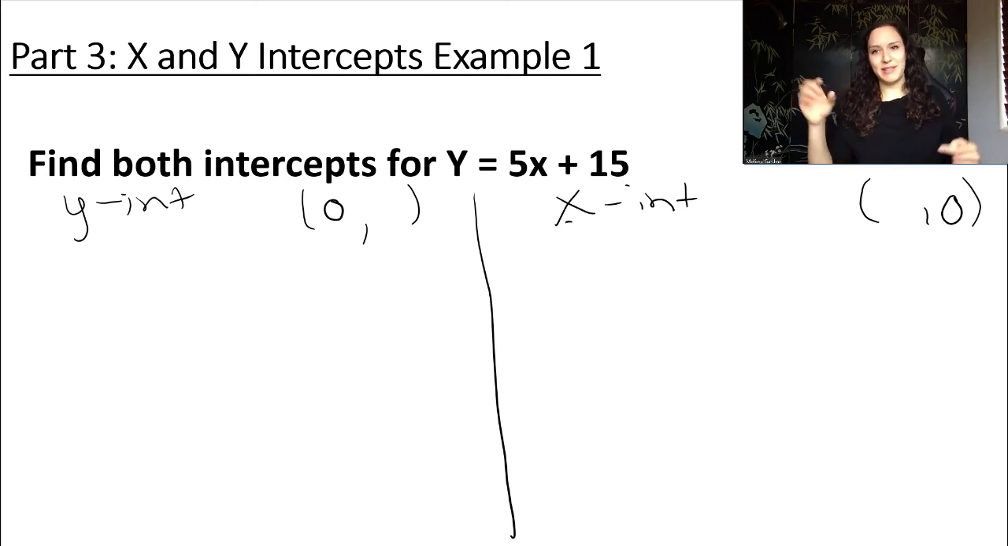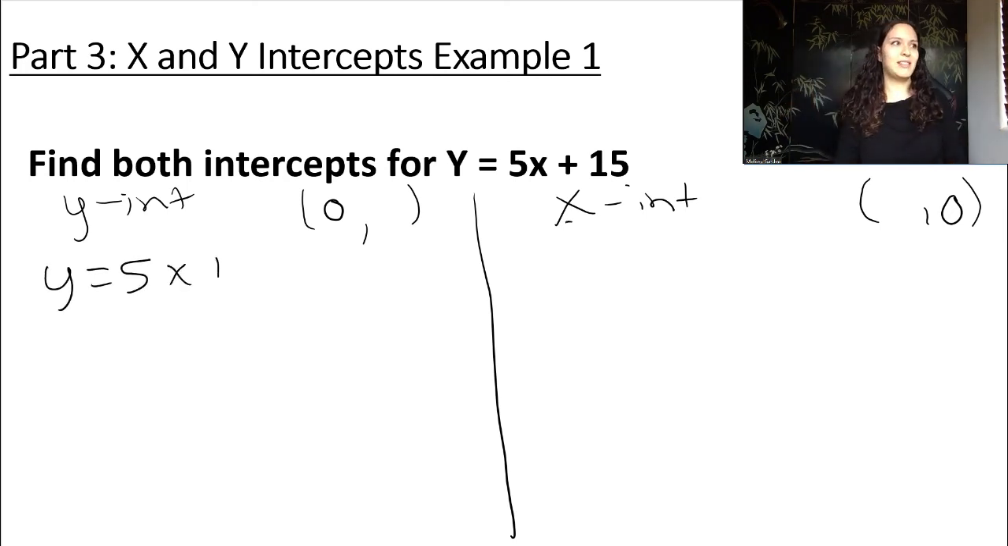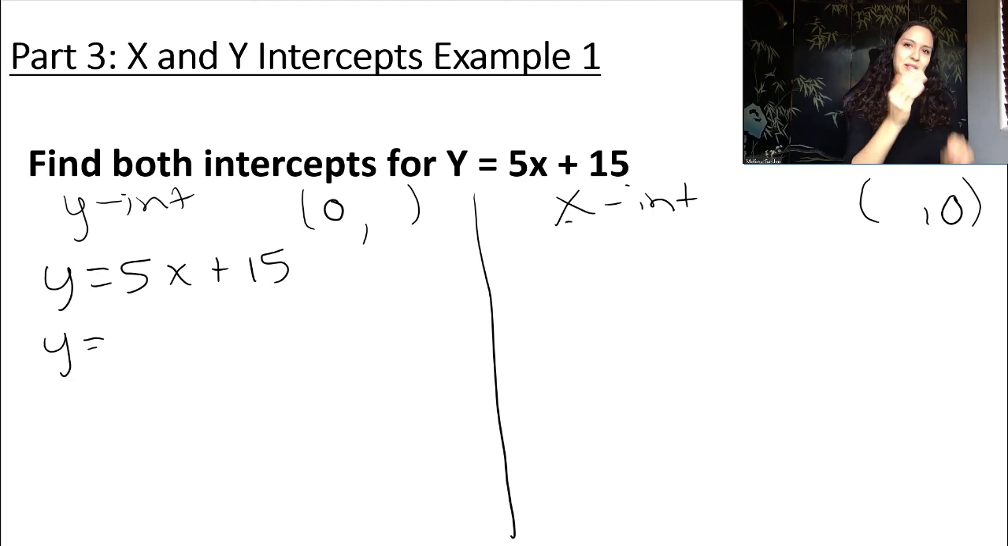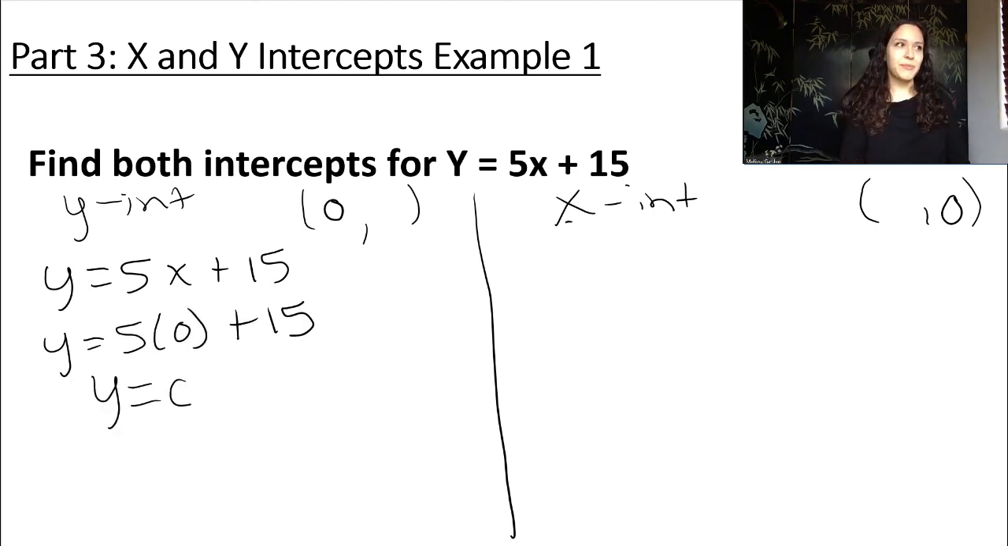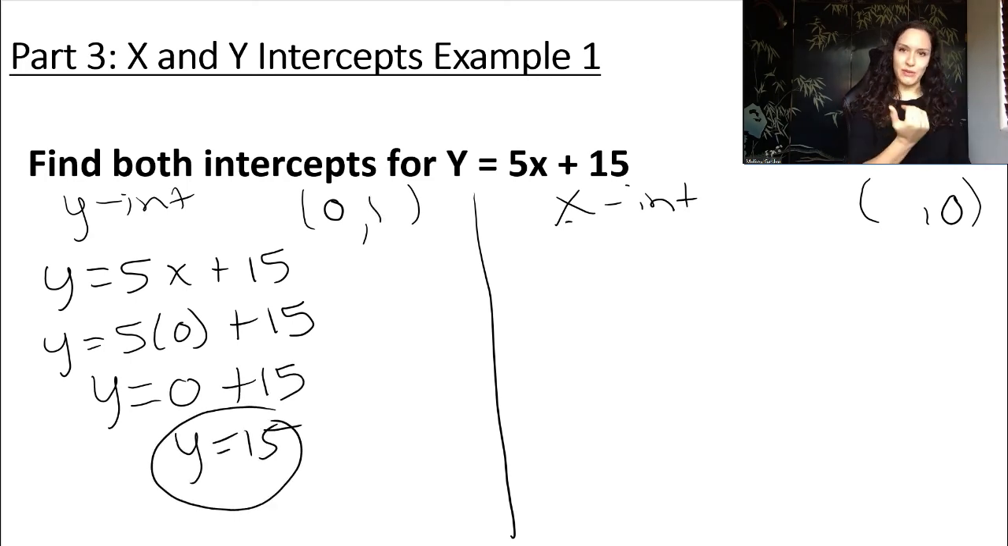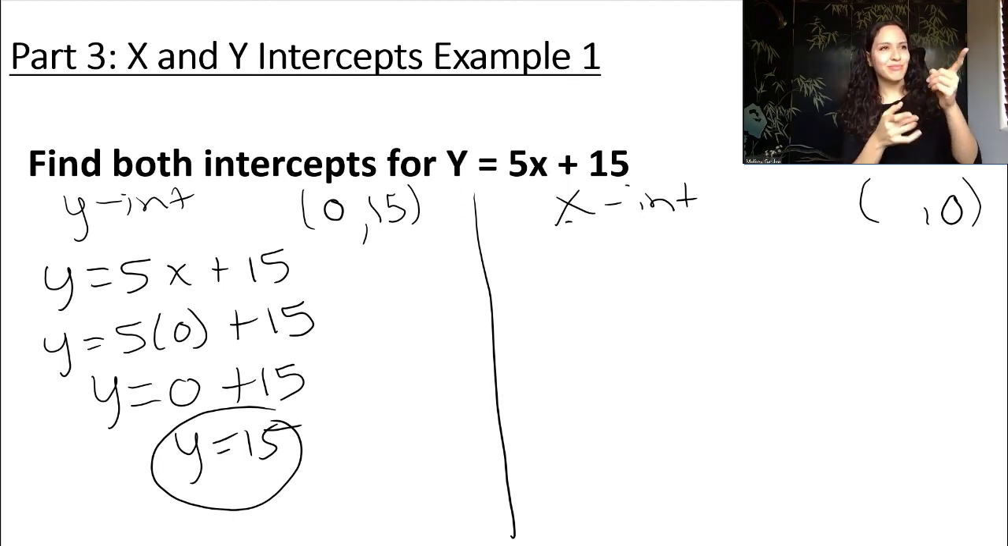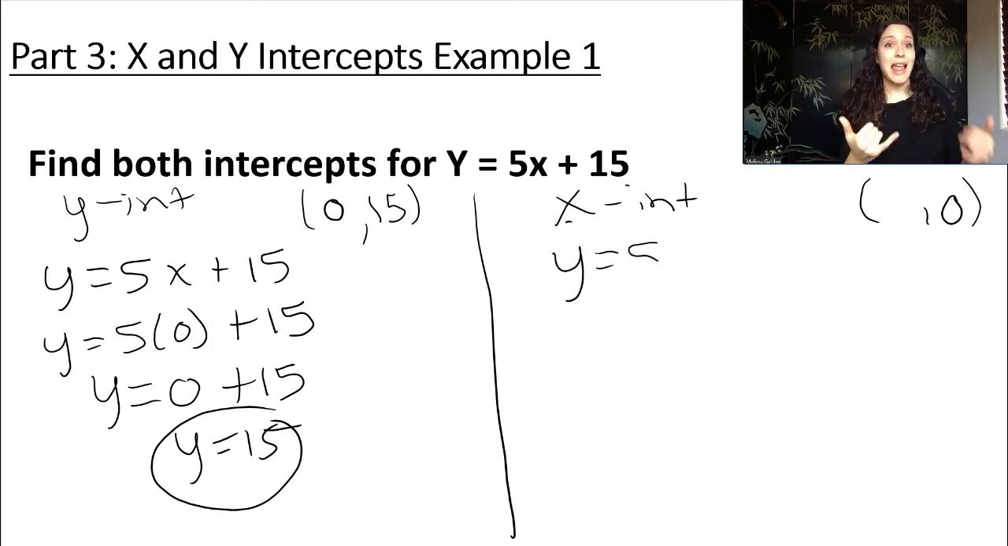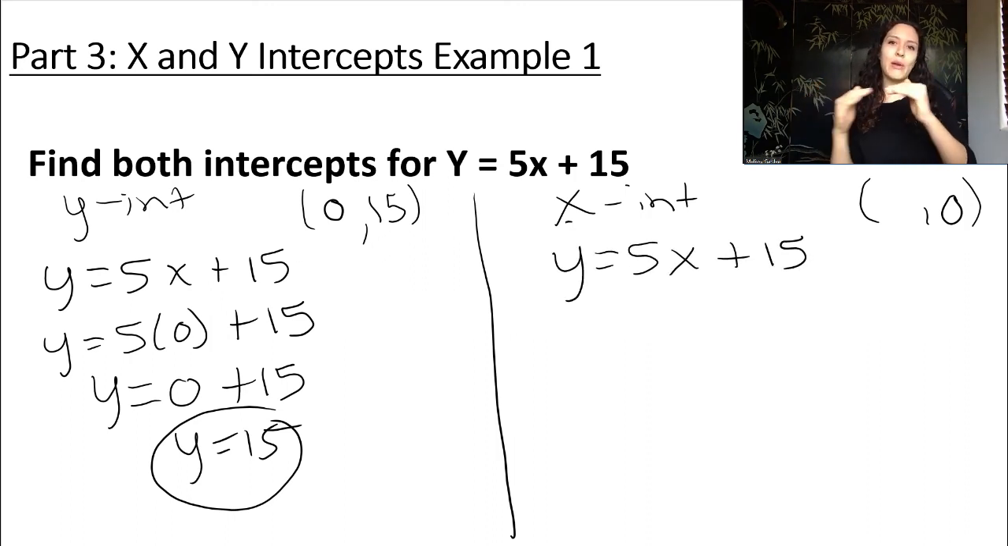Okay, so let's go ahead. So y equals 5x plus 15. Y equals 5 times 0 plus 15. Y equals 0 plus 15. Y equals 15. So my y value is 15. So the y-intercept for this graph is at 0, 15. And we know that because we know the trick. But now let's find the x-intercept. Y equals 5x plus 15. Plug in 0 for y.